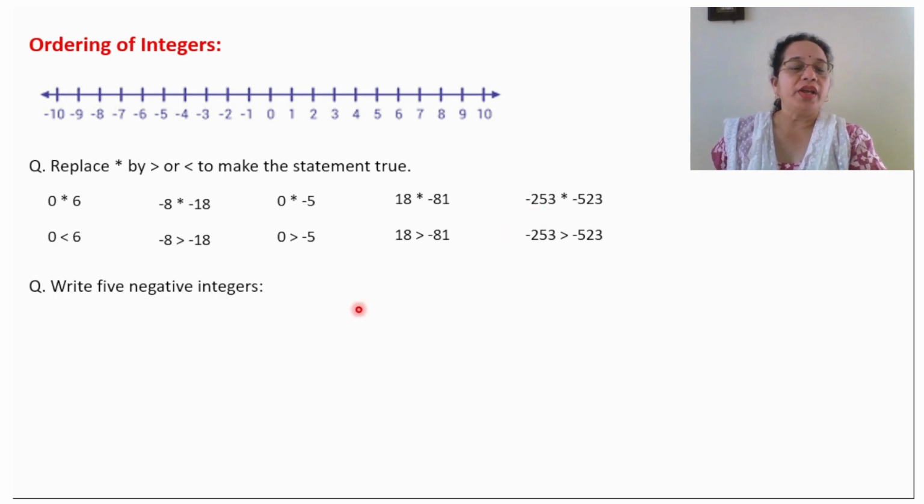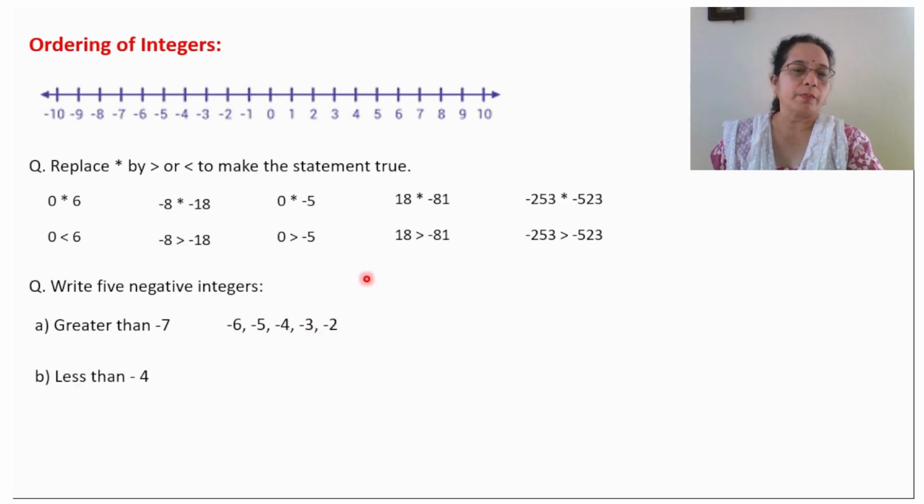Write 5 negative integers greater than minus 7. Greater means on the right hand side. So this is minus 7, and on the right hand side of minus 7 is this number. So the answer will be minus 6, minus 5, minus 4, minus 3, minus 2, minus 1. 5, so write down only 5. If they ask integers, then you can write positive numbers, but here they ask negative integers, so your answer should be in the form of negative integers.